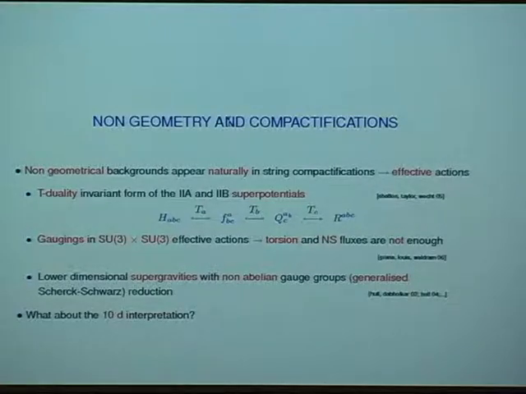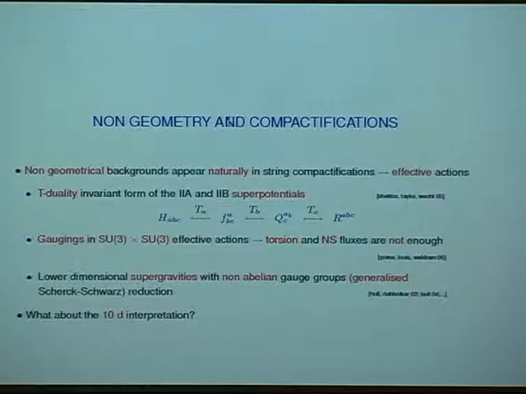flux. These non-geometric fluxes also appear in the formulas of SU(3) times SU(3) effective actions, because those actions contain much more gauging than the ones that torsion and fluxes can provide. And in particular, it has been shown that those gaugings, this non-geometric gauging, are necessary if you want to compute the mirror of Calabi-Yau with a magnetic Neveu-Schwarz flux.